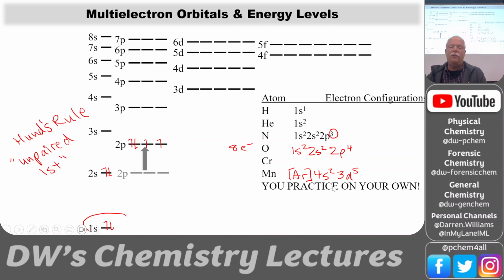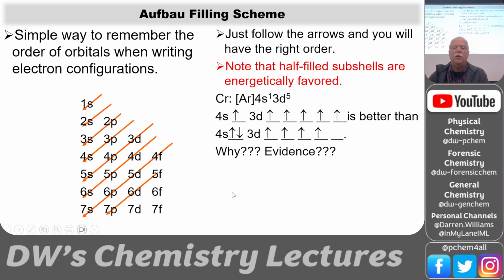So that's the electron configuration for manganese. The reason I held off on chromium is because it's an exception to this rule. We can look at chromium, and it could be this.